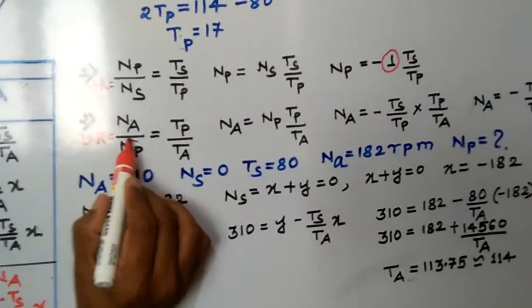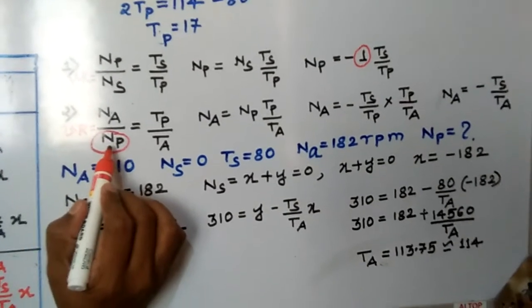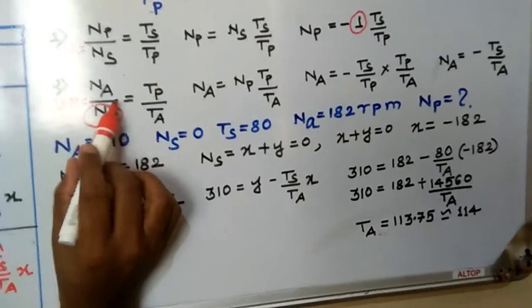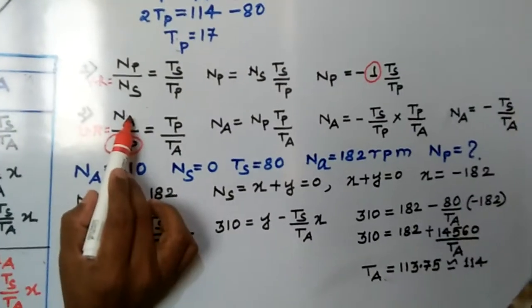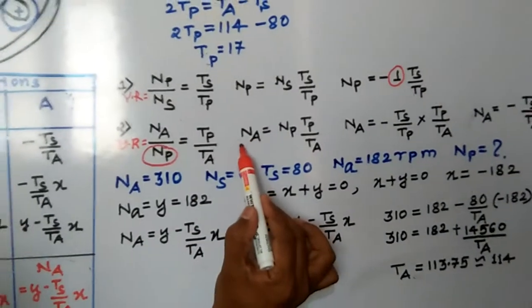You have to take it the same way. This is one thing you have to remember: the driver you have to write at the denominator, and the driven you have to take as the numerator. Then once again I need it in the form of NA.